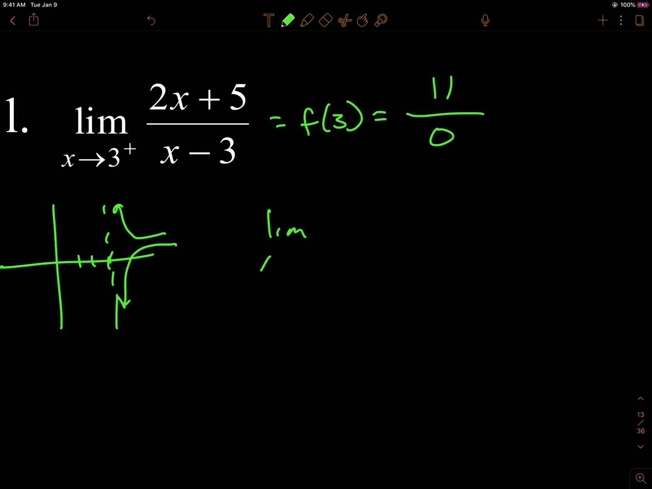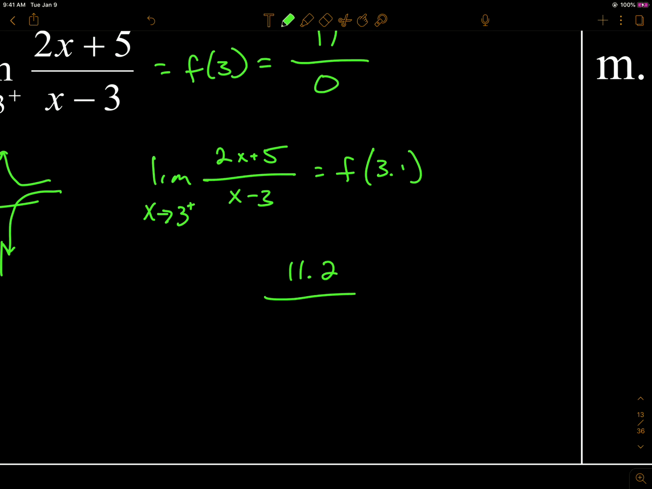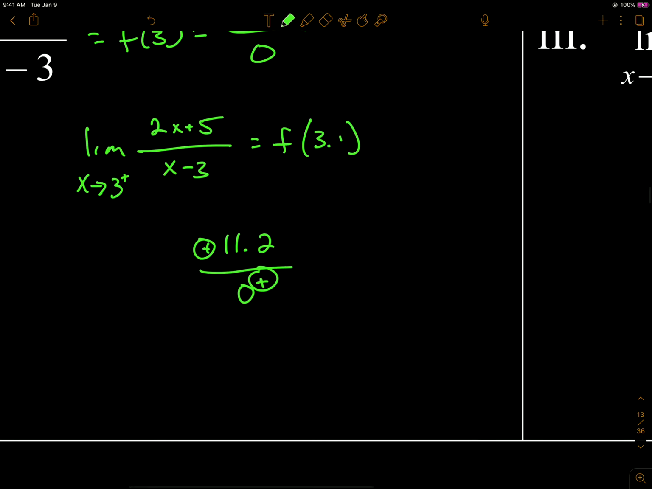So to evaluate this, I'm going to plug in a number really close to 3 on the right side of it, 3.1. And I end up getting 11.2-ish. Again, who cares what the number is up top? I just get that it's positive. And when I plug 3.1 in on the bottom, I get a really small positive number. So a positive divided by a positive is a positive, and dividing by a really ever small number gives me an ever larger number.